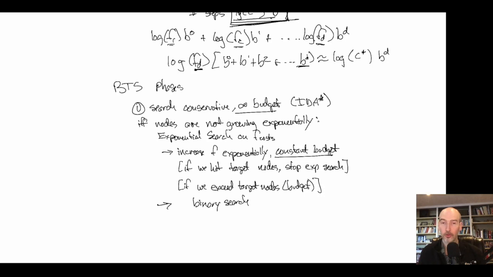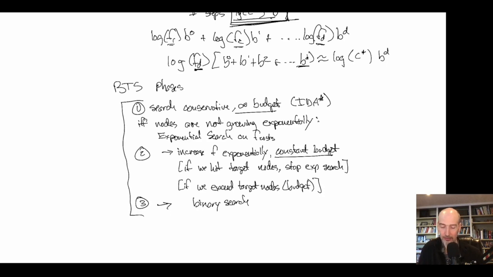Okay, so the budgeted tree search has three phases. One, we search conservatively. Two, we increase the F cost exponentially within a constant, and we look to see if we can find a number of node expansions that are within a constant range. And number three, if we go outside of that budget, we'll do a binary search until we actually fall within that window. Okay, and at the end of that, what do we get?